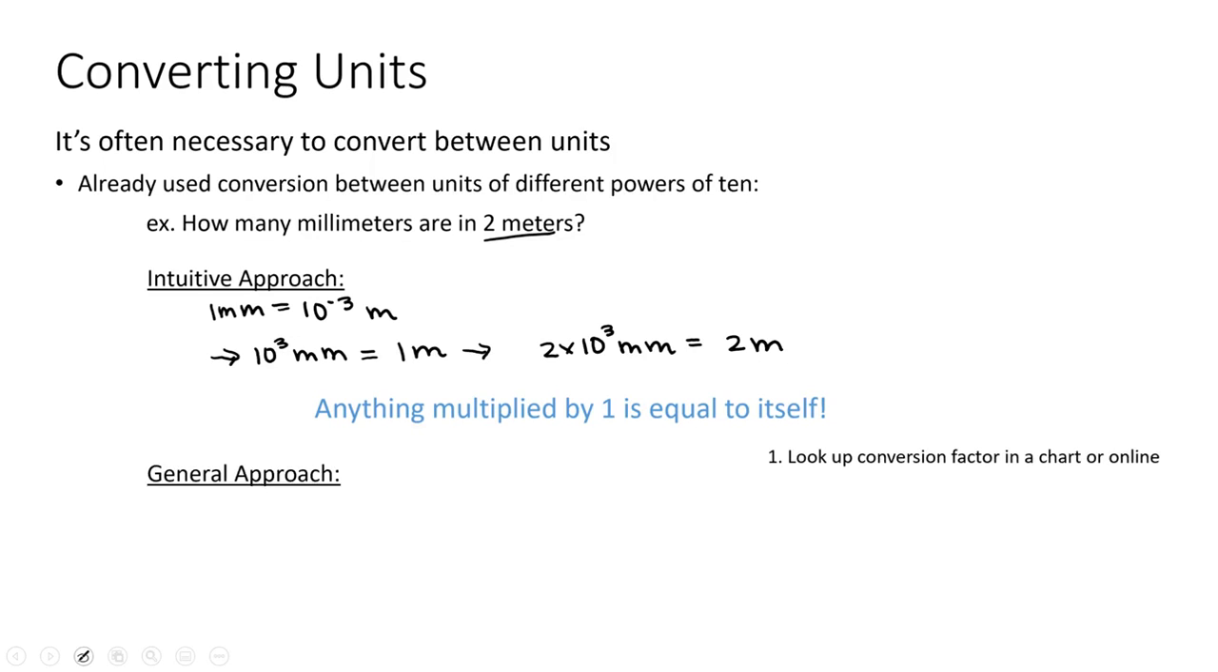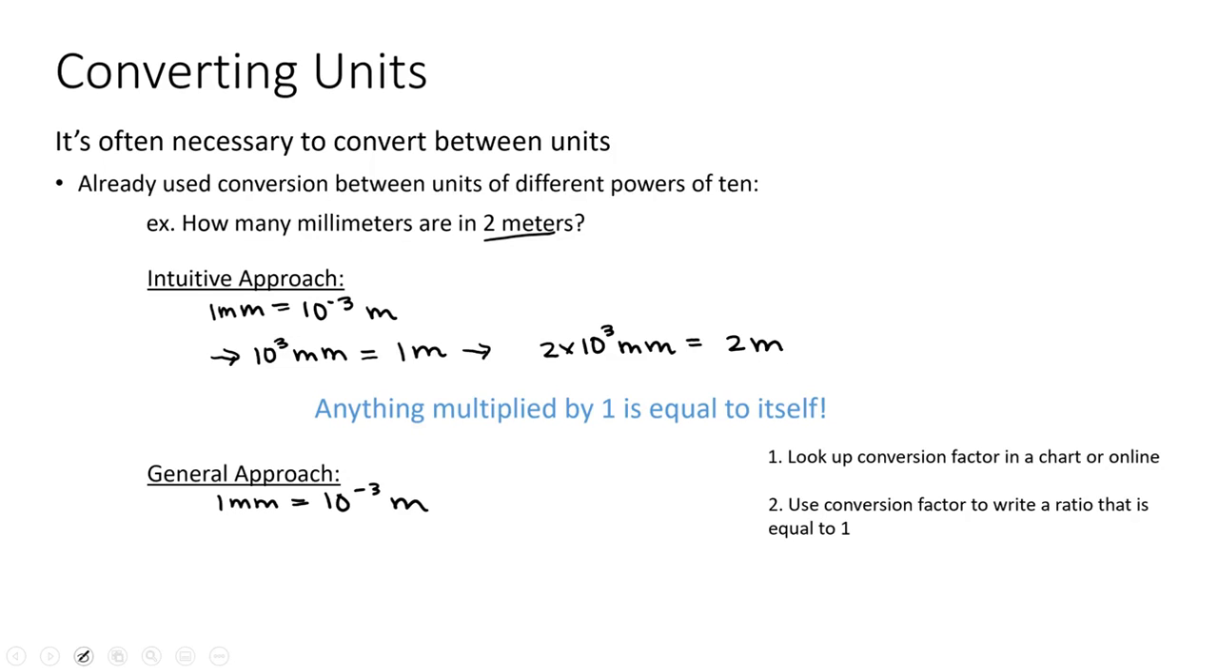Okay, so here's my general approach to the same practice problem. First of all, I want to look up the conversion factor. You can look it up online, you can Google it, or you might look it up in a chart in your textbook. So I'm going to write down the same conversion factor that I already had. 1 millimeter is equal to 10 to the minus 3 meters. That's my starting place. Now, the next thing you want to do is to use that conversion factor to write out a ratio that's equal to 1. So how am I going to do that?